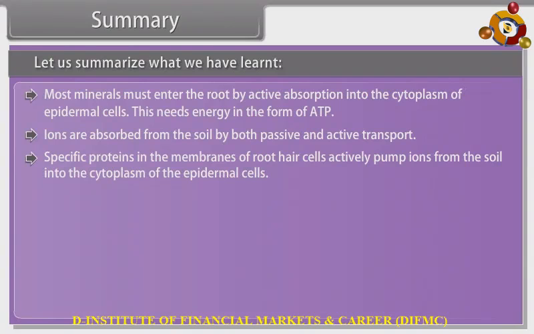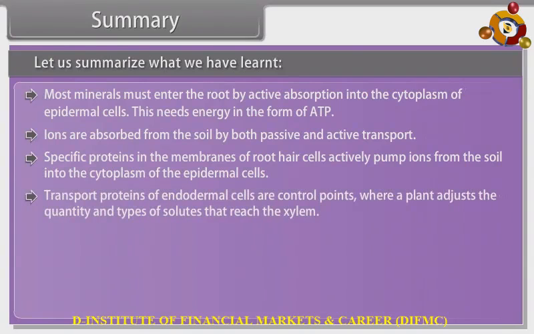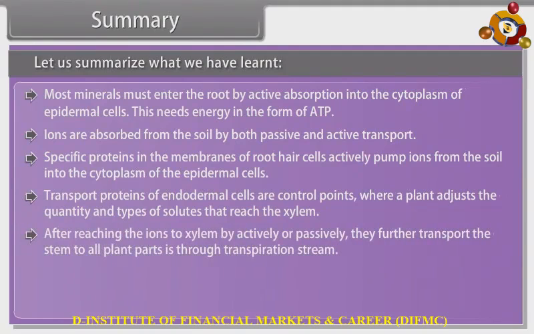Transport proteins of endodermal cells are control points where a plant adjusts the quantity and types of solutes that reach the xylem. After the ions reach the xylem, actively or passively, the further transport from the stem to all plant parts is through the transpiration stream.